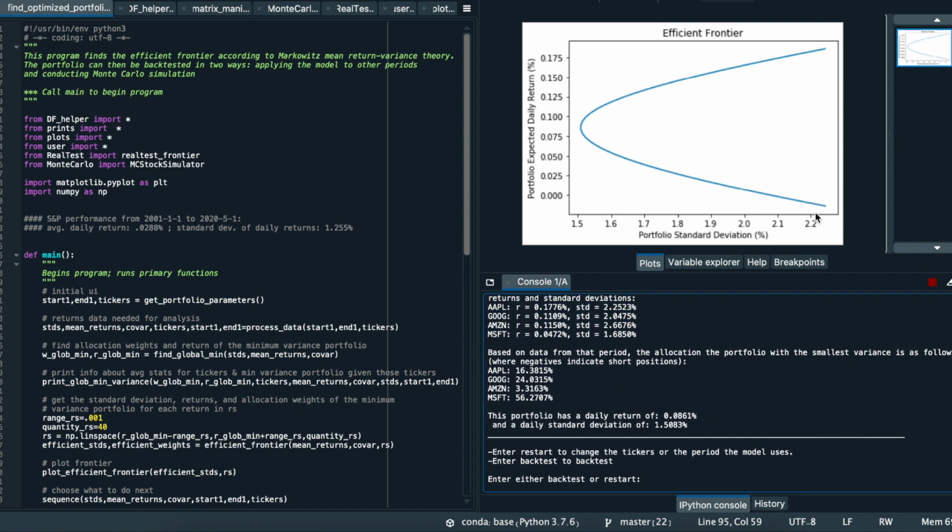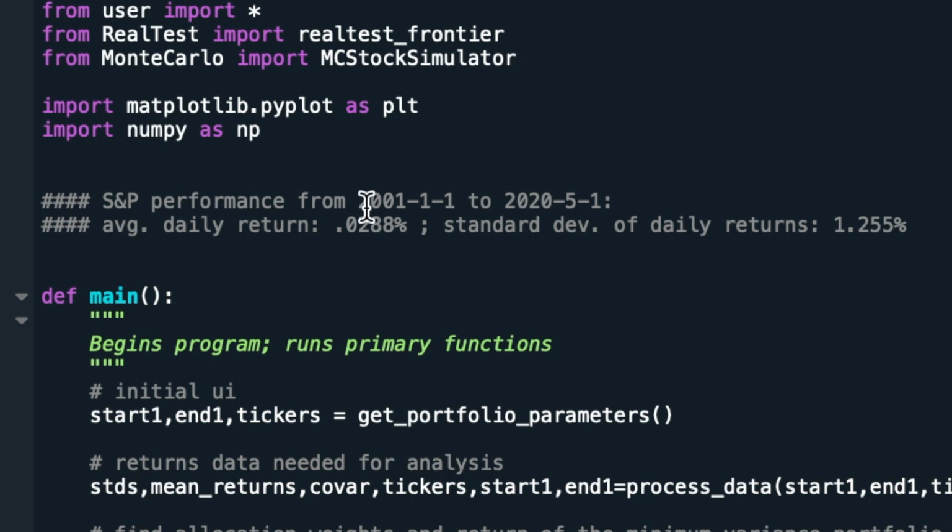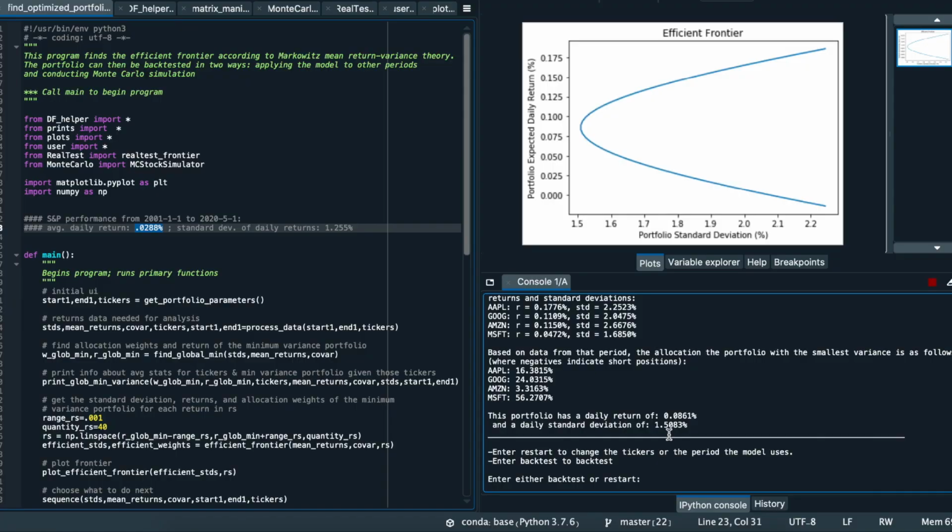Okay, so let's say we're happy with how this model looks. We're comfortable with the returns with respect to their standard deviations, and we want to backtest it. Well, actually, let me just first ask the question: are we happy with how that model performs? So here I just noted the S&P performance over roughly the last 20 years. It averaged a daily return of 0.0288% and a standard deviation of 1.255%. And you can see here, with only a small increase in standard deviation, we're getting a really outsized return. We're outperforming almost 4 times, a little over 3 times actually. So we're really outperforming the S&P.